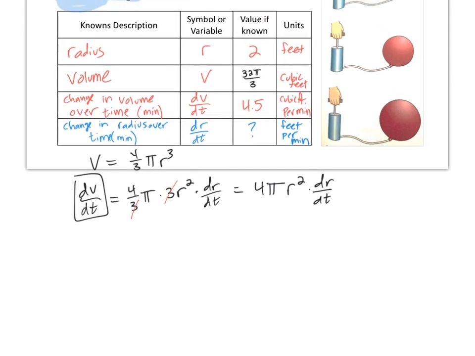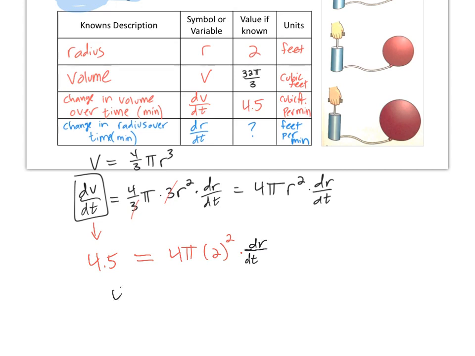So I know that dV/dt is 4.5. I know that equals 4 pi times the radius, or 2 squared, times my thing of interest, the rate at which the radius is changing over time, dr/dt. I have numbers, and I have a dr/dt, and from here, it's just a bunch of number crunching.